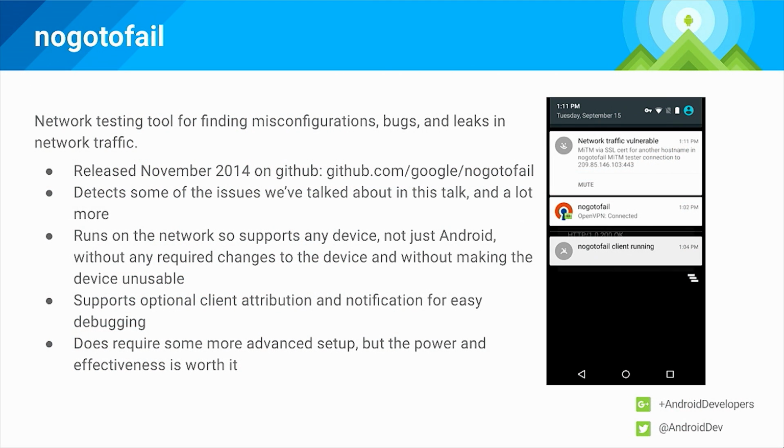And what you can see up here is an example of those notifications. In the test app, I basically hit the button to connect, and you immediately get this notification: man-in-the-middle via SSL certificate for another hostname, which was the first misconfiguration I talked about, in a connection from the nogotofail tester app to an IP and port.